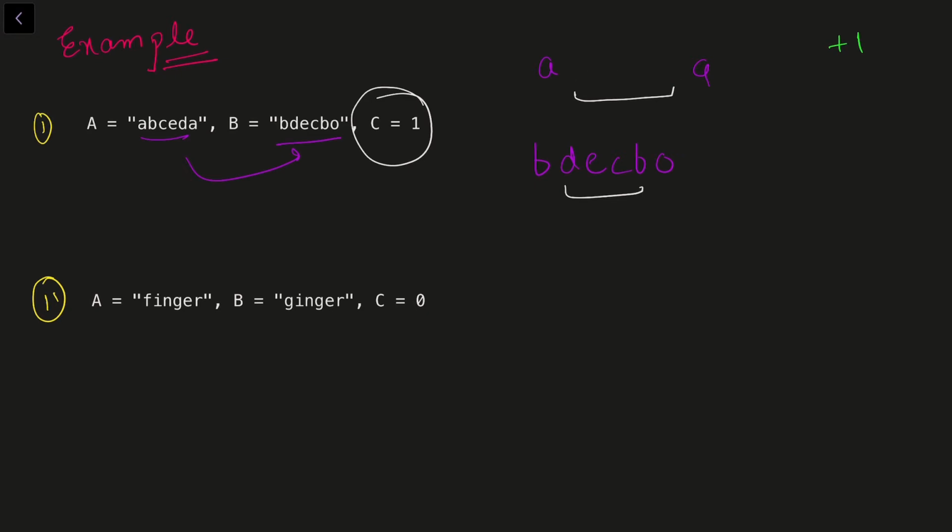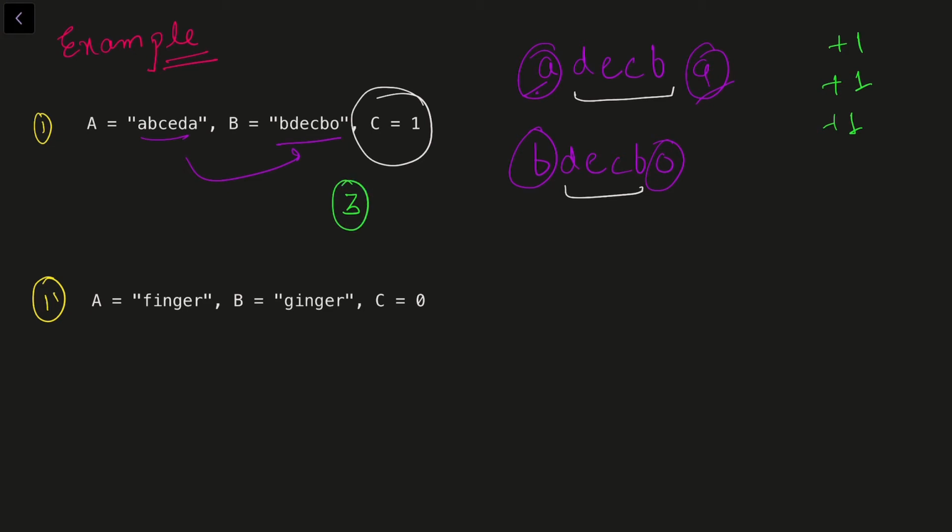Now it will look like D E C B. Okay, so now the characters which remain unmatched are A and A. We need to convert this A to B, which will take again 1 operation, and we need to convert this A to O, which will again take 1 operation. For this example, our answer will be 3.